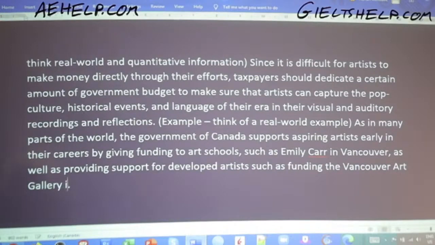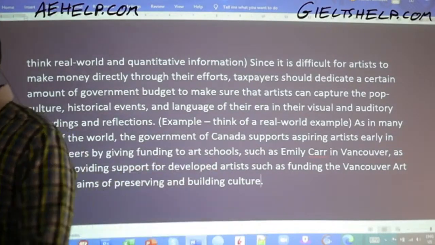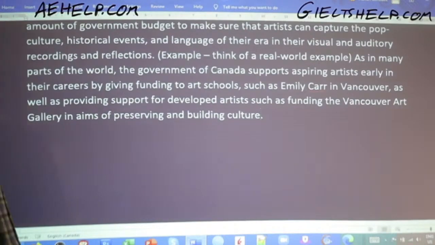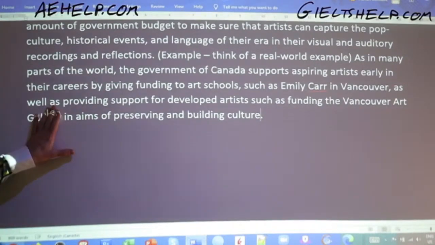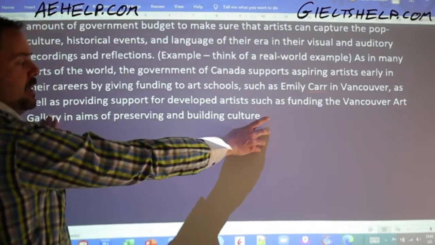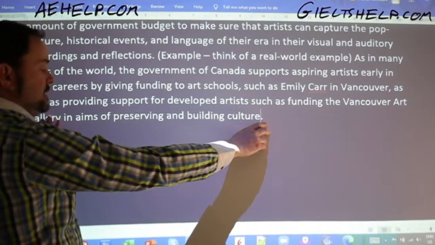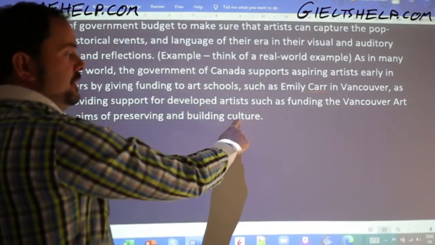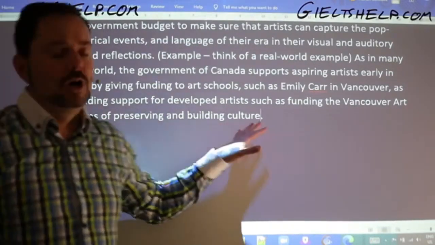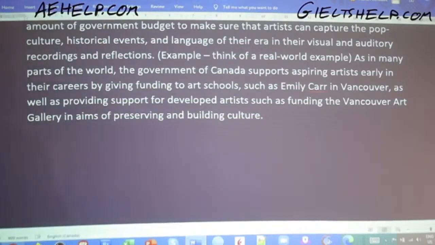And we can add that, right? So in aims of preserving and building culture. Okay. And now at this point, I feel that I don't need a concluding sentence, because this part here would actually be my concluding, connecting sentence: in aims of preserving and building culture. All right. But if I really want to, I can add one more sentence.